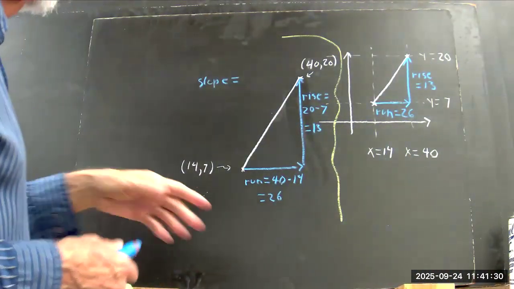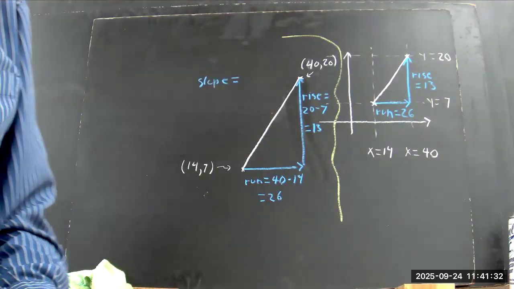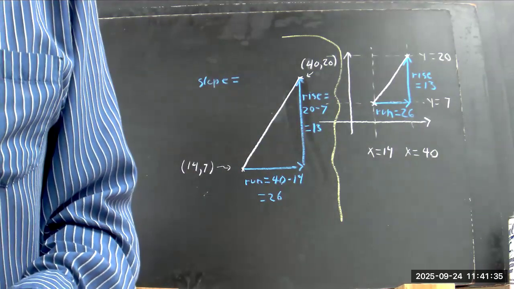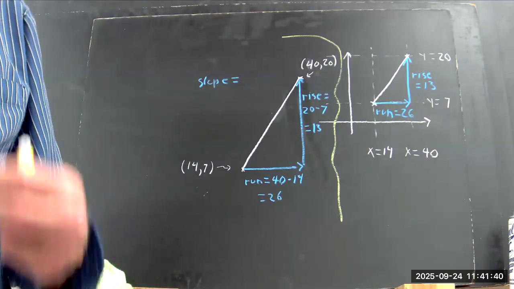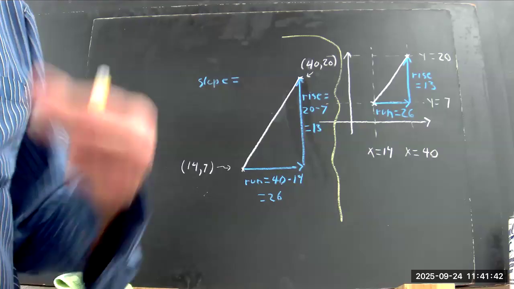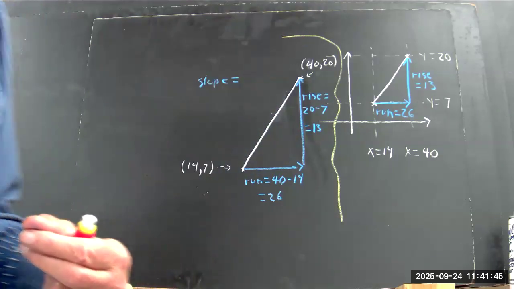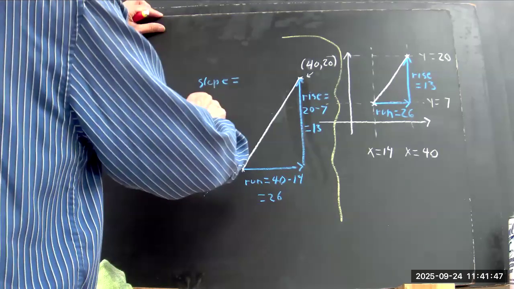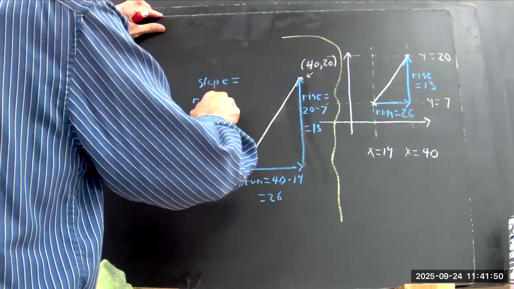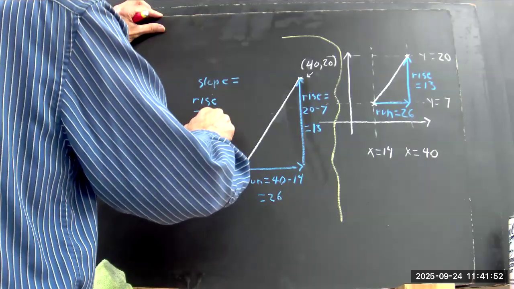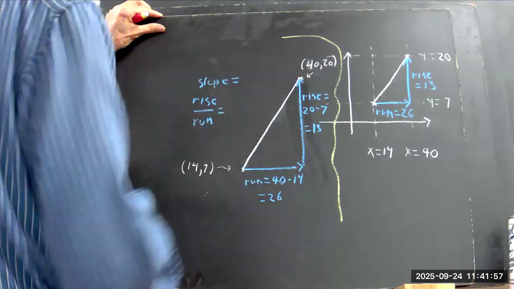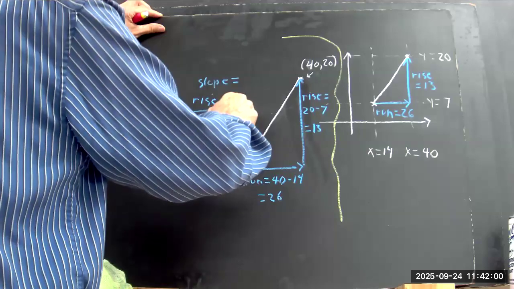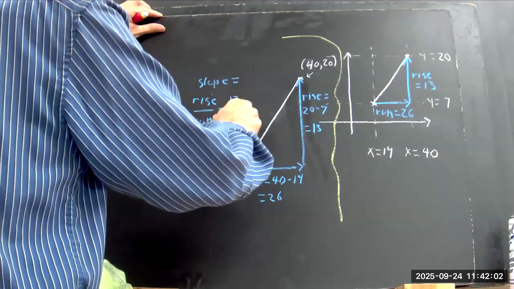Okay. Not everybody, but several people indicated that they'd heard the words rise and run before, and somehow they were related to slope. The simplest way to understand what the slope is, is to understand that it's the rise divided by the run. The slope equals rise divided by run, which equals, well, the rise is 13, the run is 26.